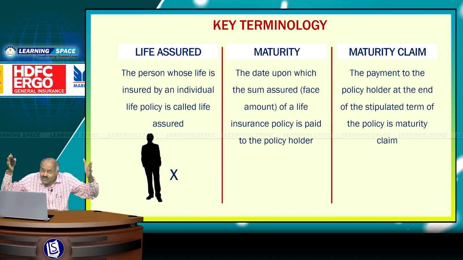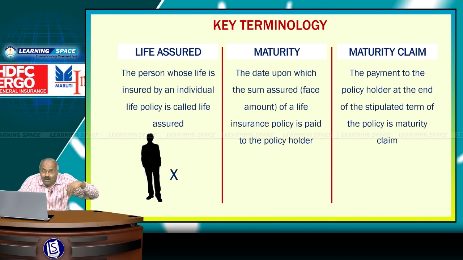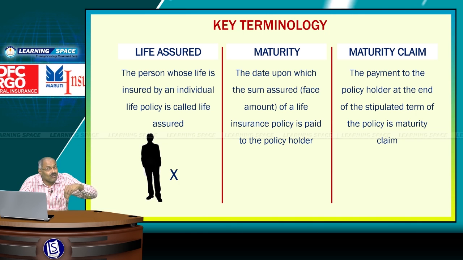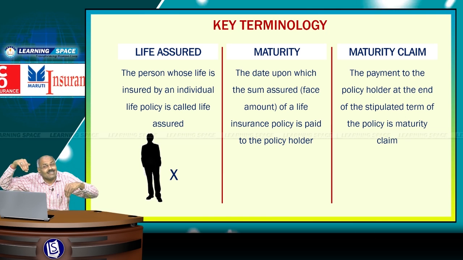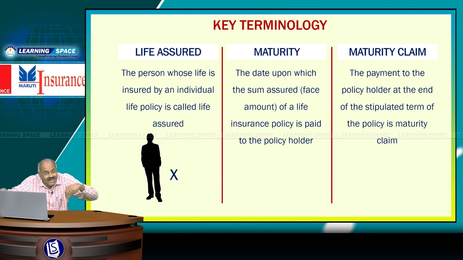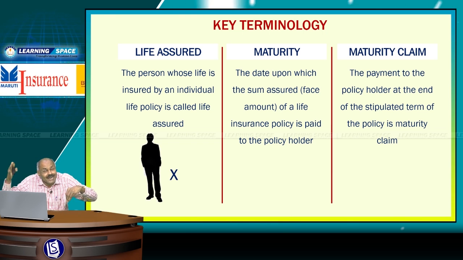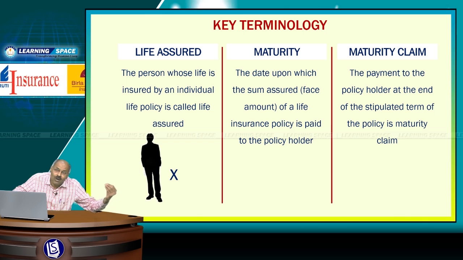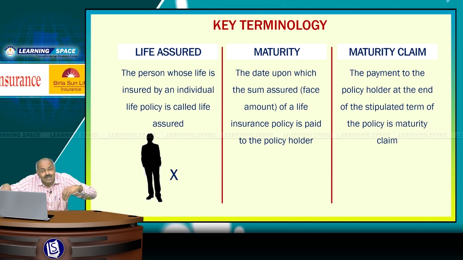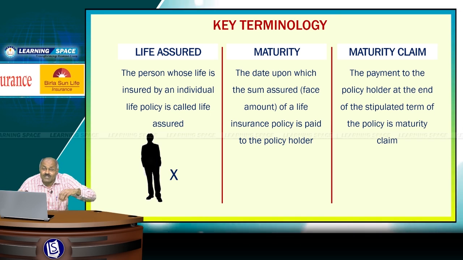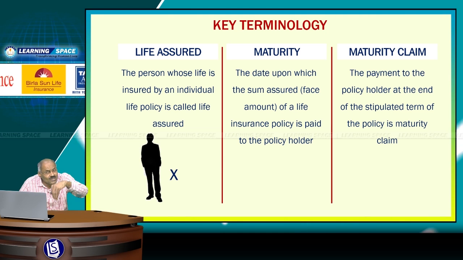That means if the policy period is 20 years, and you are taking the policy on March 16th of 2016, then the policy will be matured. That is known as the maturity date. If you have taken an endowment policy, you will get maturity benefits. But if you have taken a term policy, you will not get any maturity benefits, whatever we have discussed in the previous modules, right? Maturity claim.